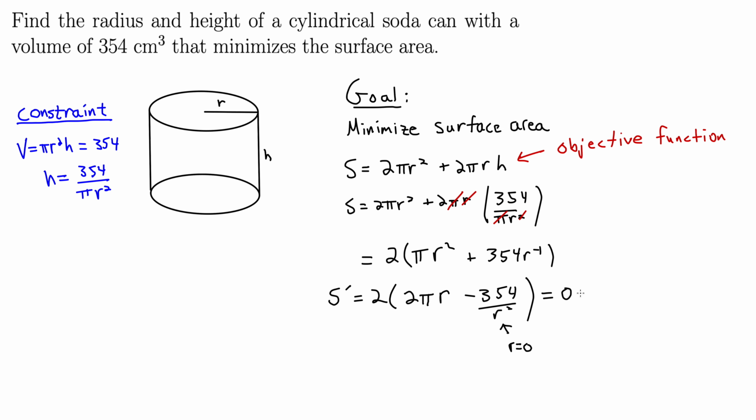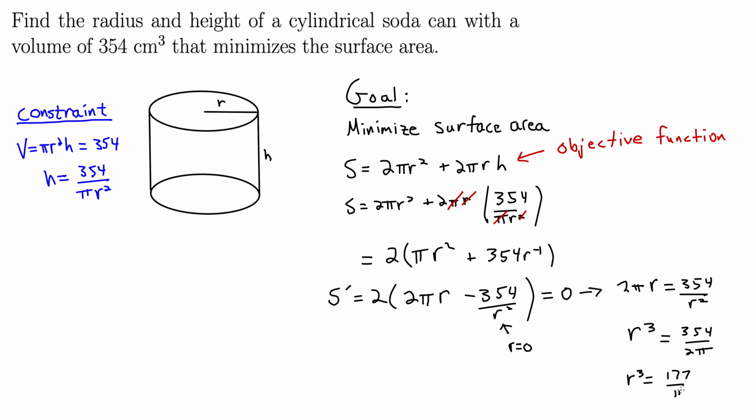Setting this equal to 0 gives, let's see, 2 pi, we can just disregard that main 2 in the front there. We have 2 pi r equals 354 over r squared. Multiplying up by r squared gives r cubed equals 354 divided by 2 pi, which then tells us r cubed is 177 over pi.